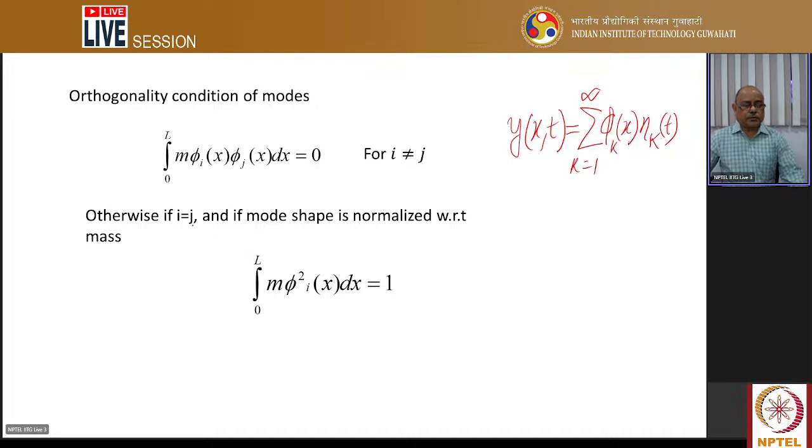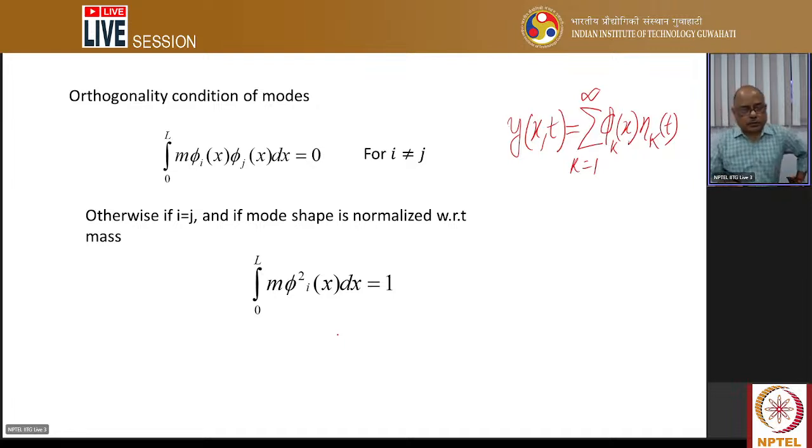Otherwise, if i is equal to j, then you will not get 0, but you will get a non-zero finite number. That number is sometimes called a generalized mass. And if I normalize the mode shape such that the generalized mass is 1, then the result of this integration of m phi squared x dx equals 1, where phi i of x is the ith mode shape.